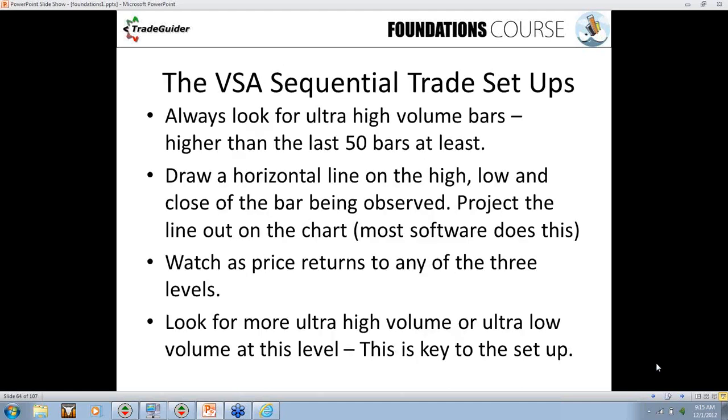So, what is a trade setup using VSA? Well, it starts with a sequence. So, let's look at that. When we look at a sequence of events, I like to look at least 50 bars. I draw a horizontal line on the high, low, and close of the bar being observed, which I think Peter asked about earlier. I project a line out on the chart, which Trade Guider does automatically. Watch as price returns to any of the three levels. Look for more ultra-high volume or ultra-low volume at this level. This is key to the setup.